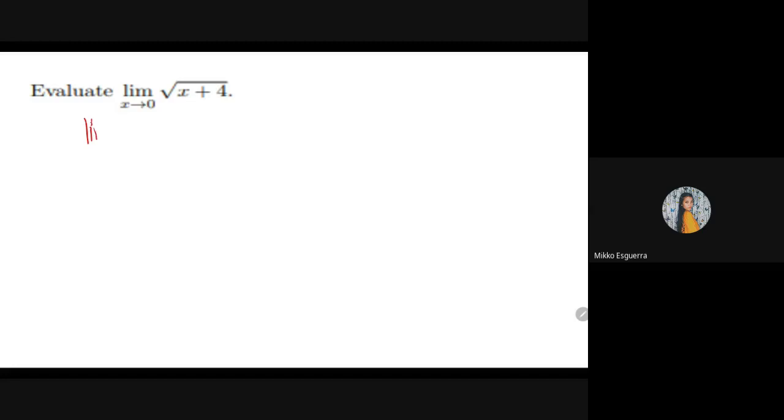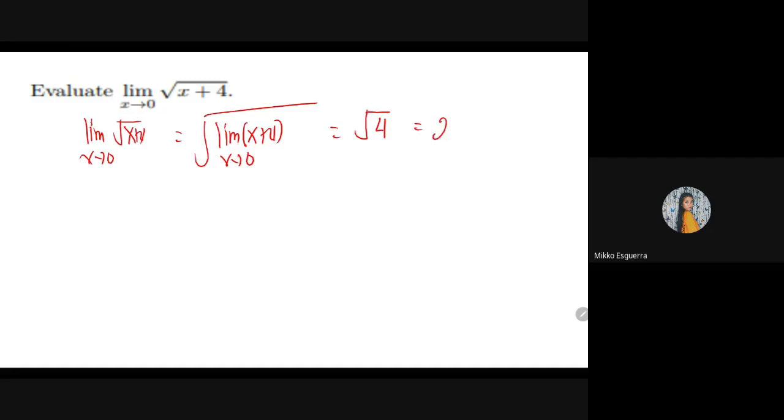The limit here of the square root of x plus 4 as x approaches to 0 is equal to the square root of the limit of x plus 4 as x approaches to 0. So we have now the square root of 0 plus 4, so it's 2. Since the square root of 4 is plus minus 2, and according to the limit theorem, we are going to take only the positive value. Here, the limit of the square root of x plus 4 as x approaches to 0 is equal to 2. Can you do it?